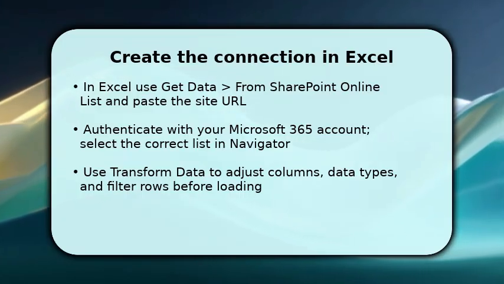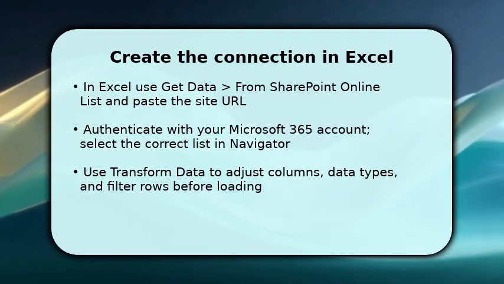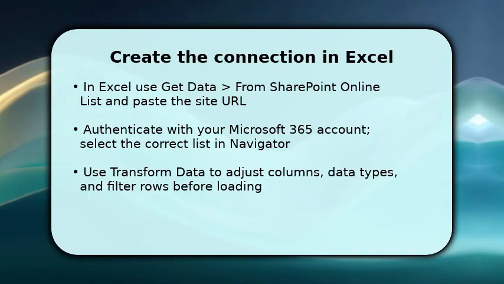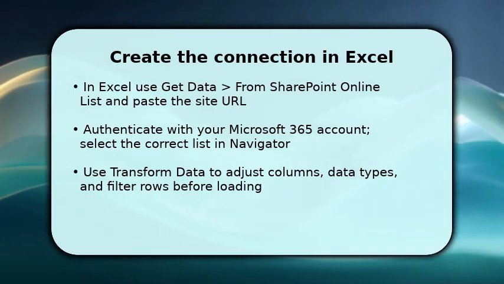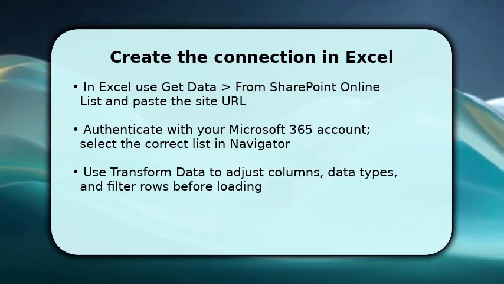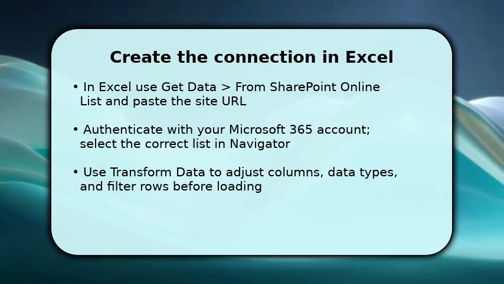Paste the SharePoint site URL into the Get Data dialog, not the page URL, and sign in with the same Microsoft 365 identity that has list access. In the Navigator, select the list and preview rows. This shows the raw payload.